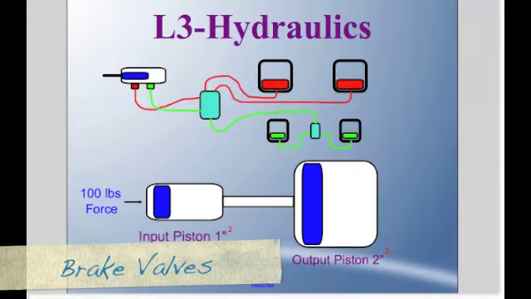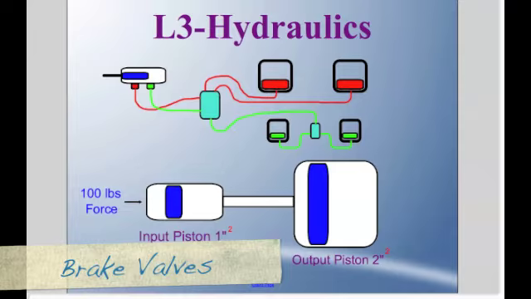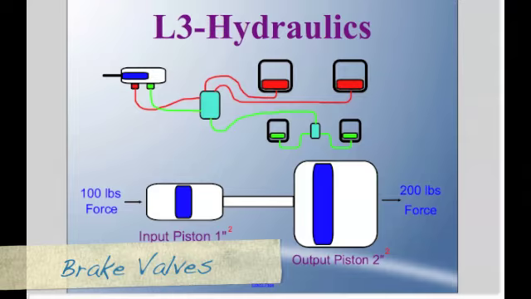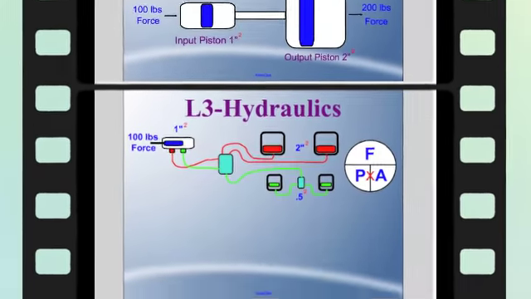We're going to apply 100 pounds of force to our input piston, and look at our output piston. It's not moving very far. All right? Our input piston still moved the same amount of distance, but our output piston traveled half the distance because it's twice as large. But look at the force it developed. It developed 100 pounds of force.